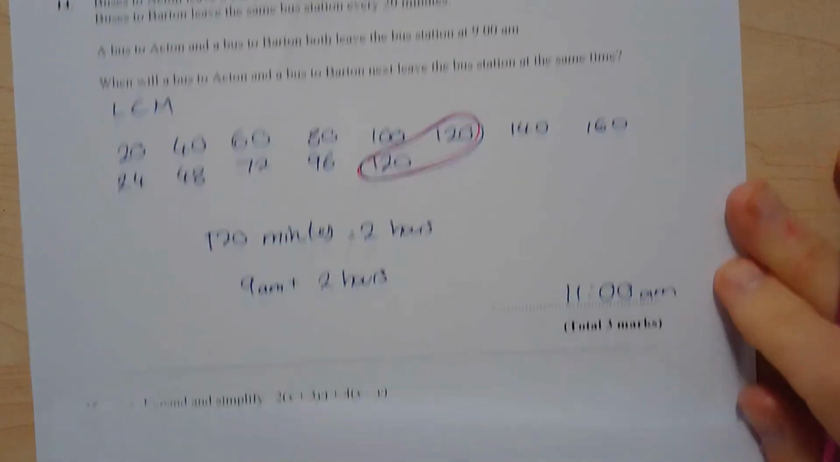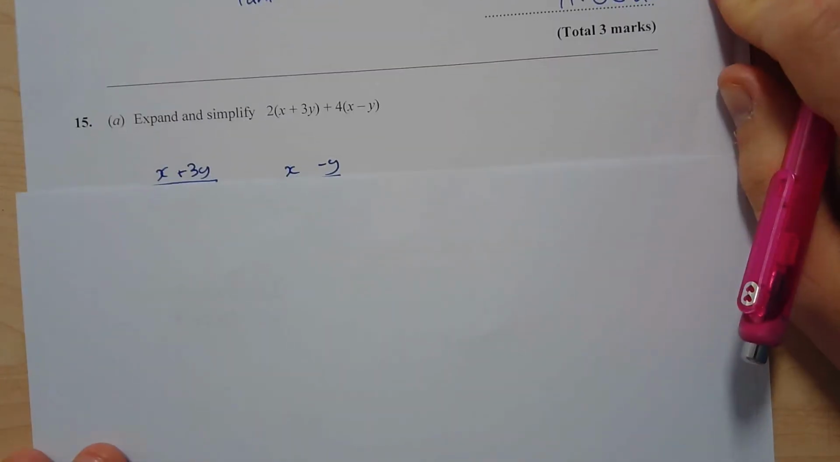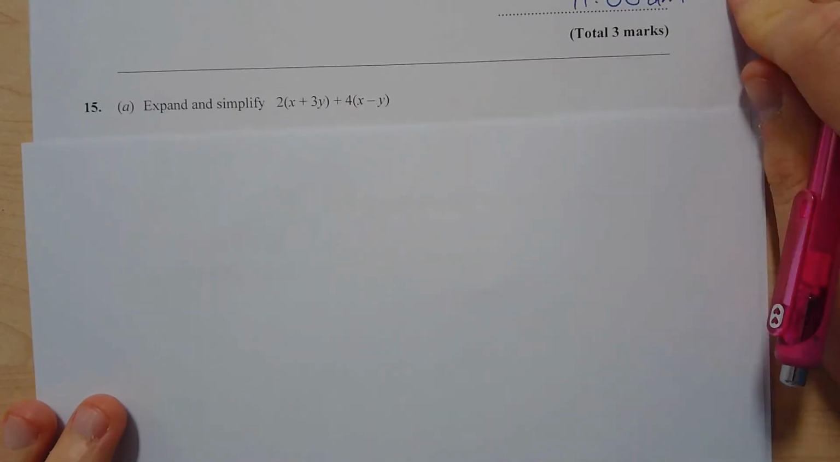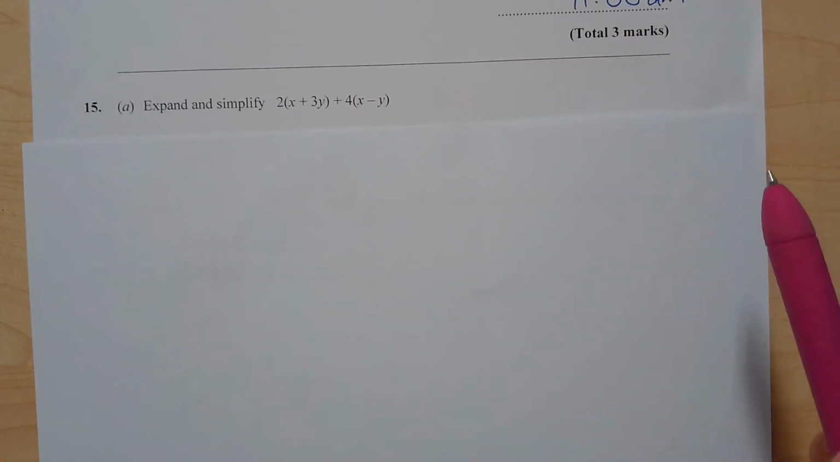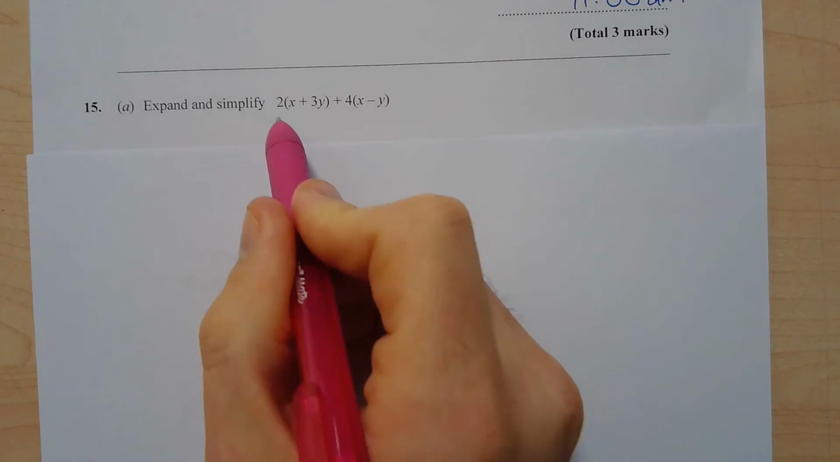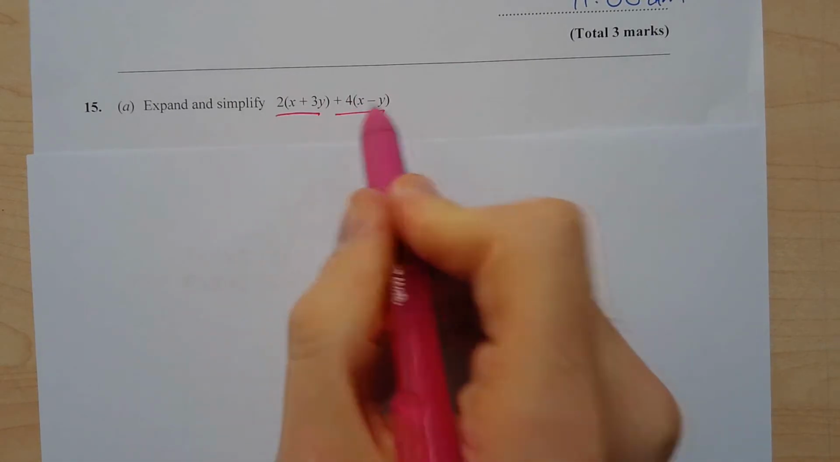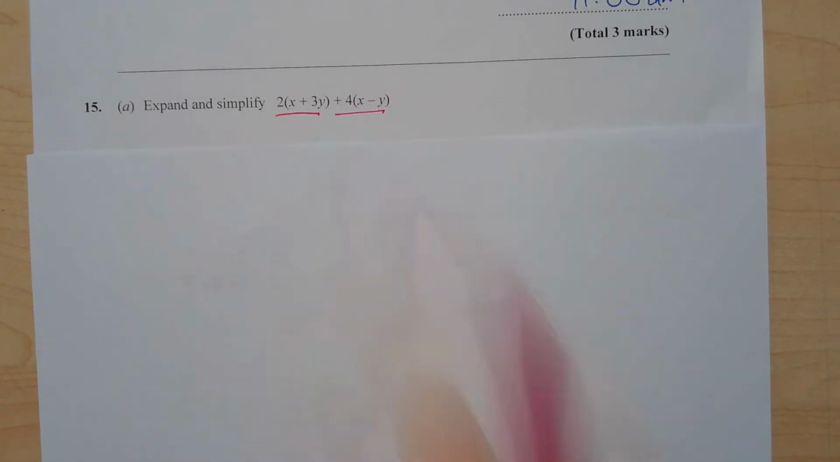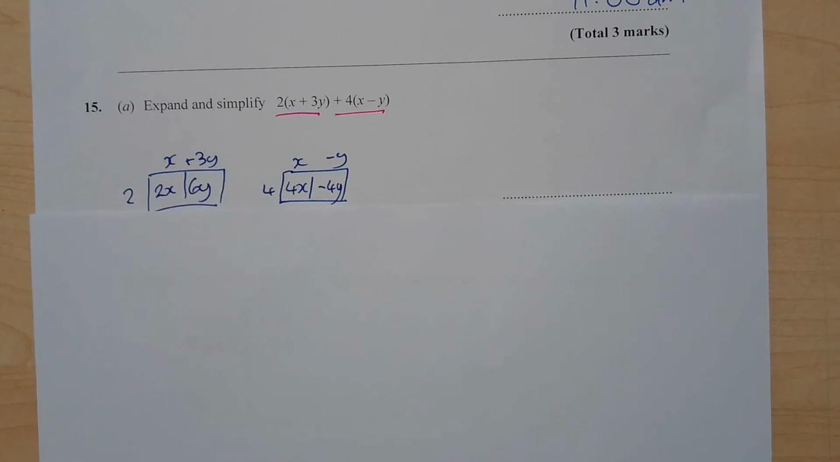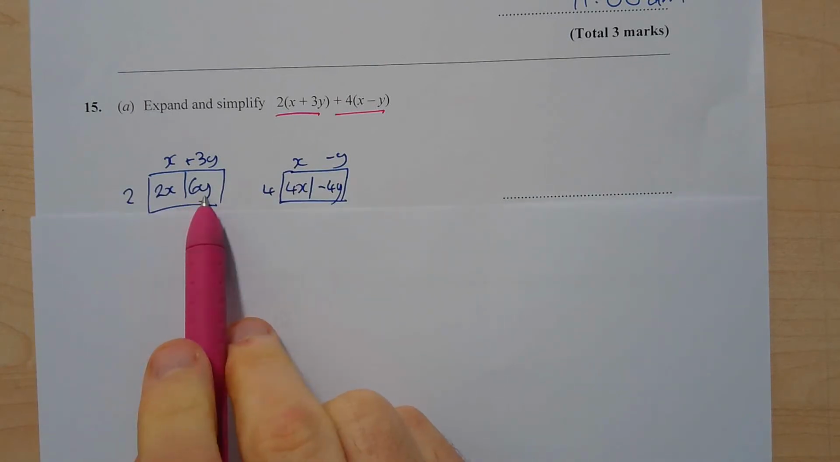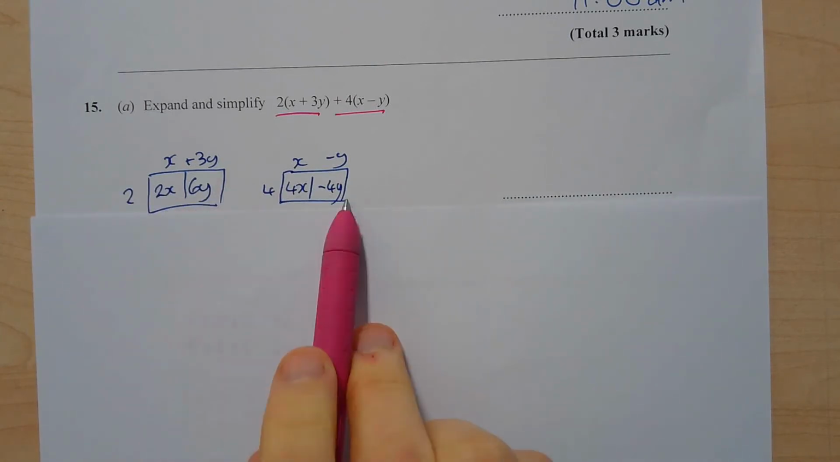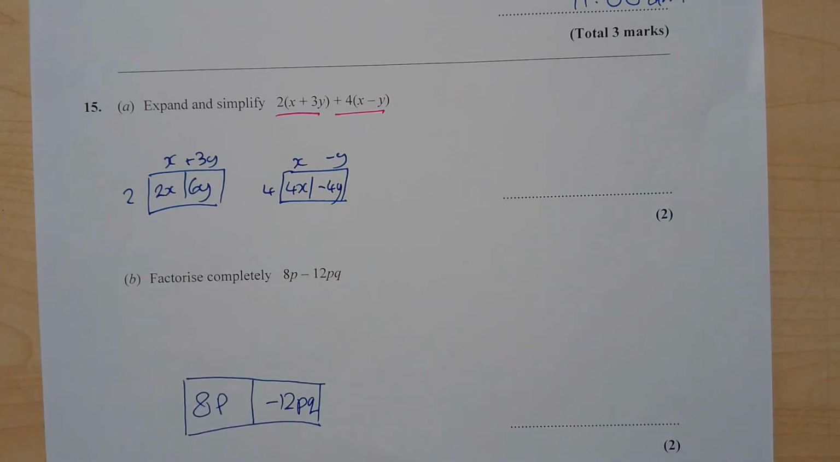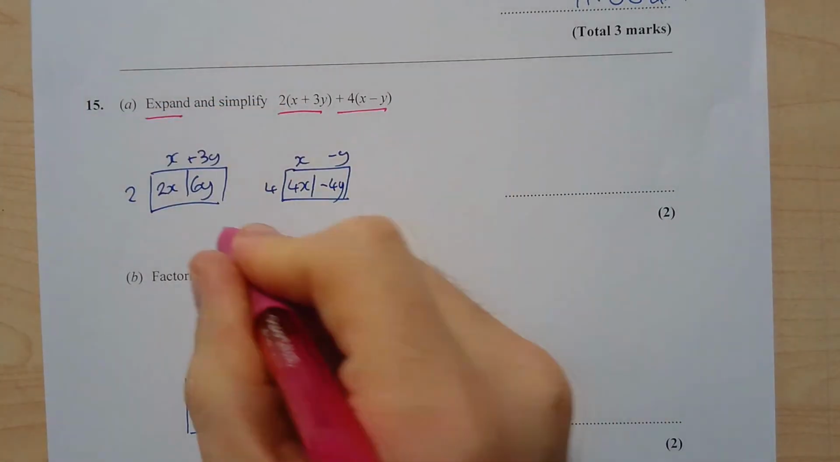Okay, questions, what we got here, 15. Expand and simplify. So what I'm going to do is expand this bracket, making sure I've got my negative and my positive next to my 4. So we get 2x and positive 6y, 4x and negative 4y. So I'm just going to write that out because it's 2 marks. I've got 1 mark for expanding.